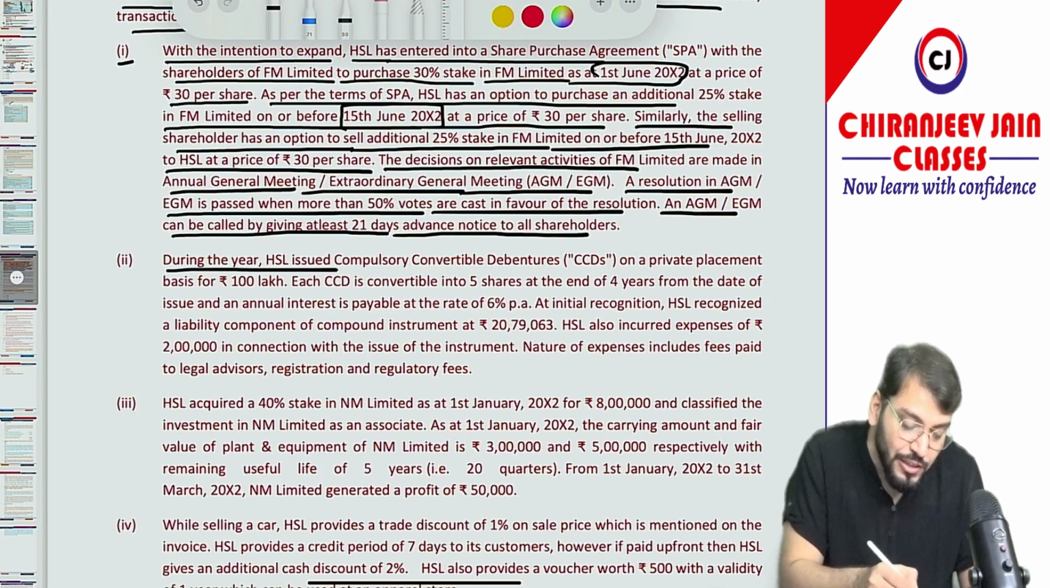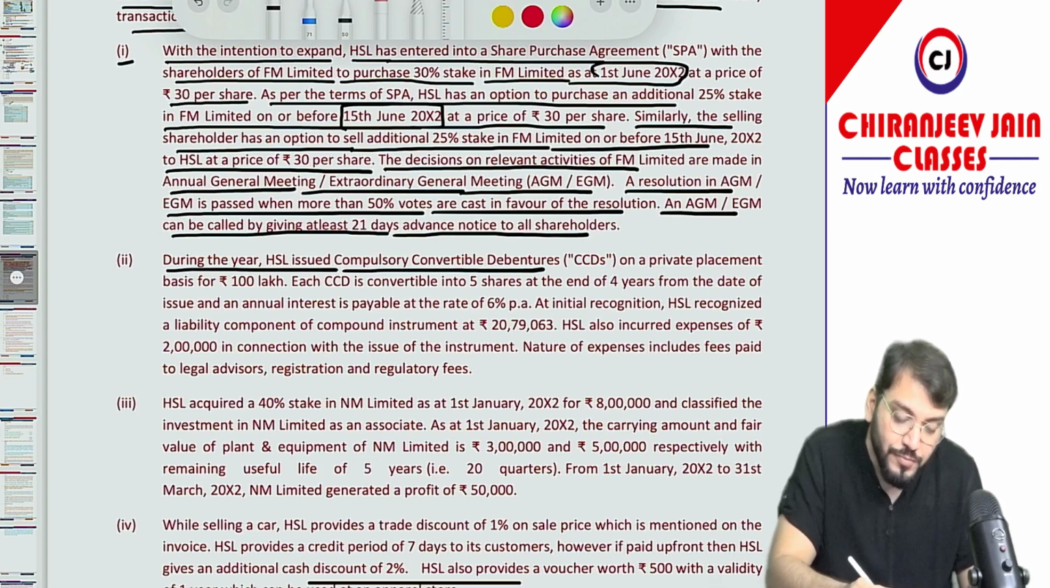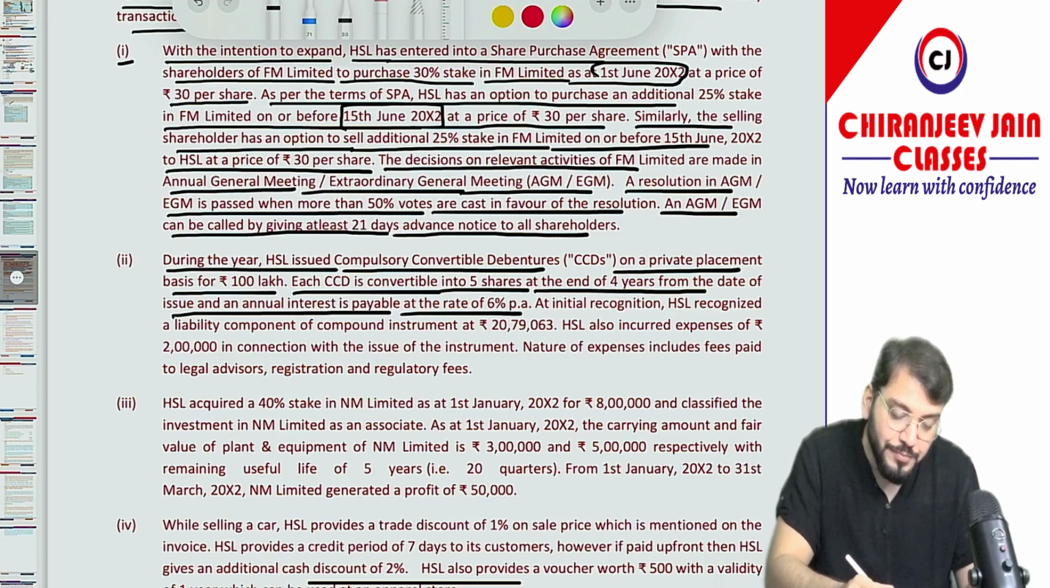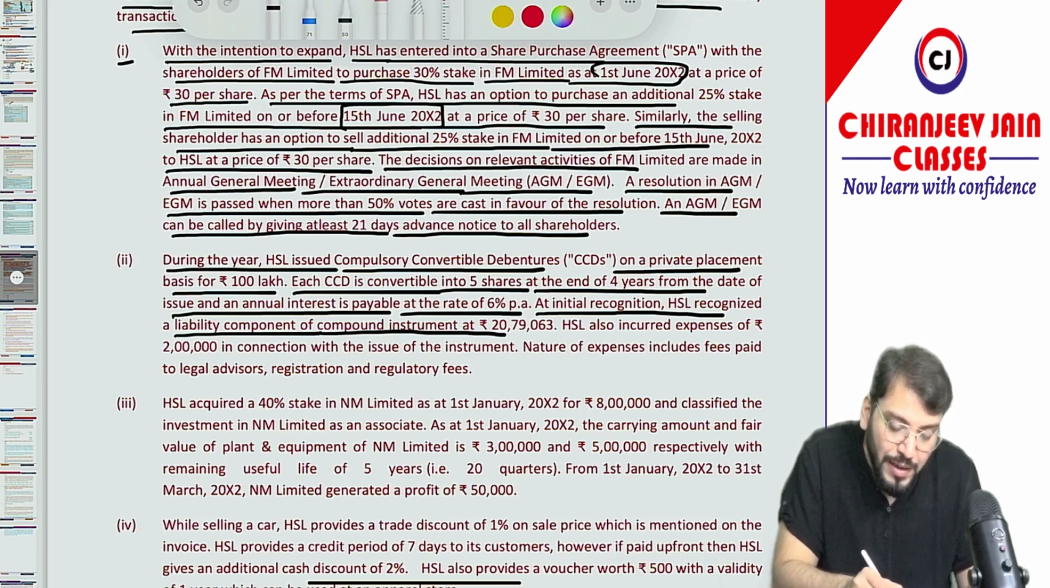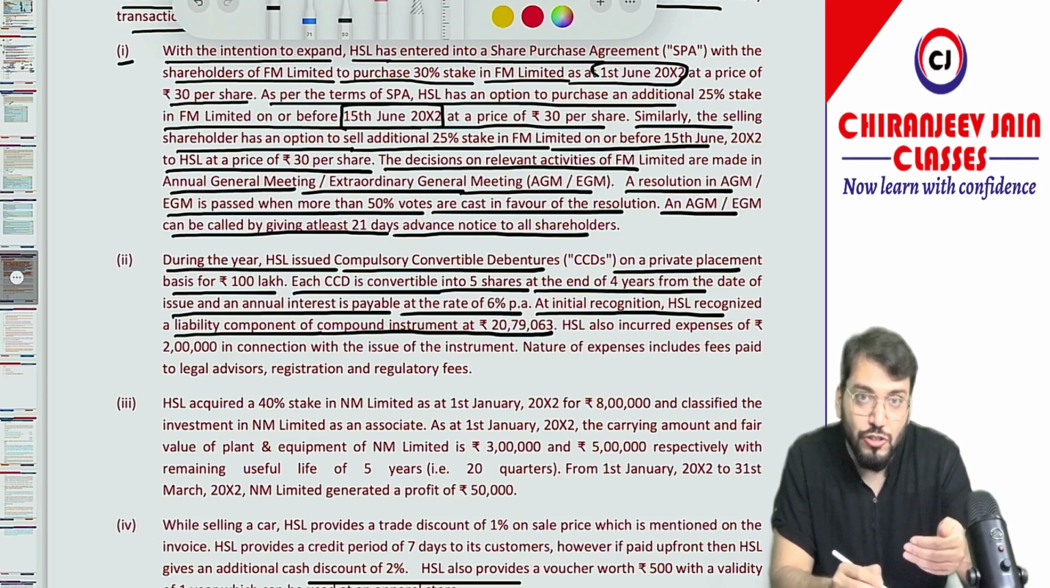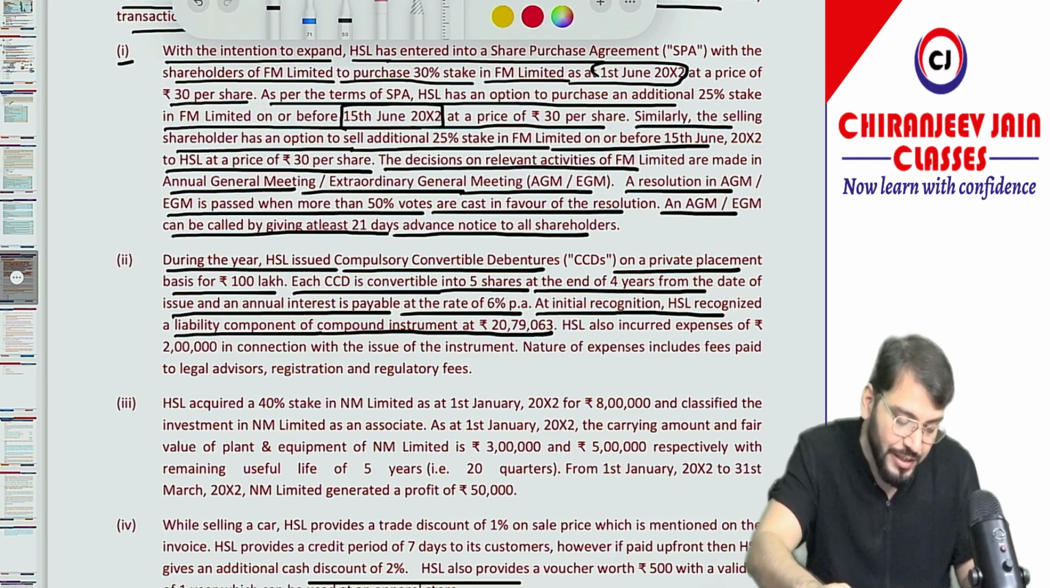During the year, HSL Limited issued compulsory convertible debentures on a private placement basis for 100 lakh. Each CCD is convertible into 5 shares at the end of 4 years from the date of issue, and annual interest is payable at a rate of 6% per annum. At initial recognition, HSL Limited recognized the liability component of the compound financial instrument as 20,79,063. Out of 100 lakh, that is the financial liability component. What is the difference?